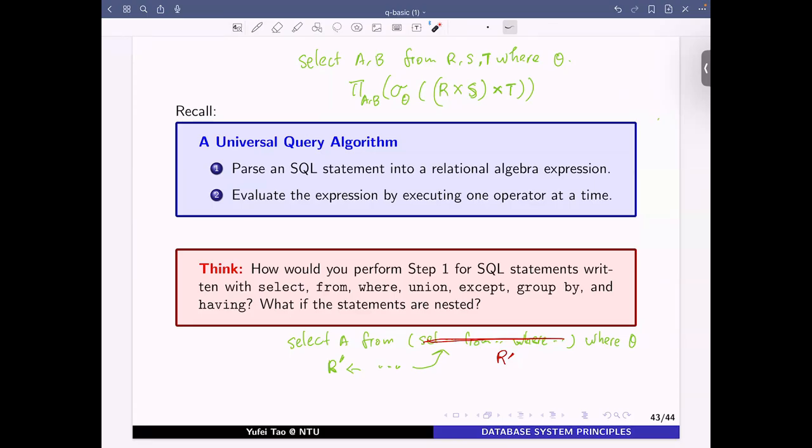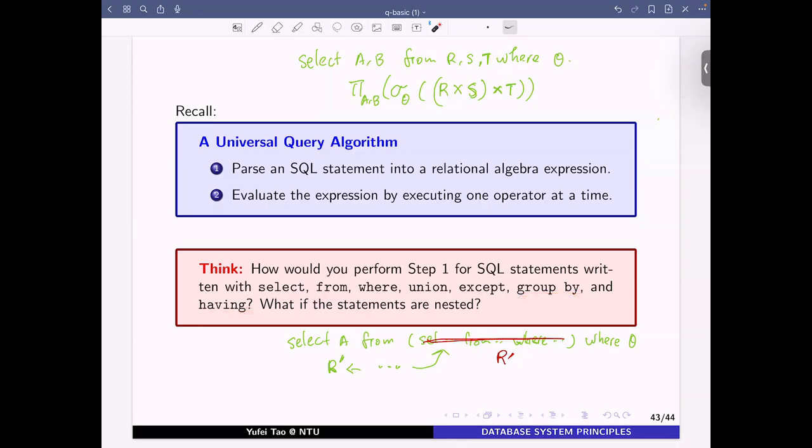I can tell you, by following this idea, this is essentially what the system does when the SQL statement contains only, let's say, select, from, where keywords. Okay, so I want you to think about what to do with group by and having.